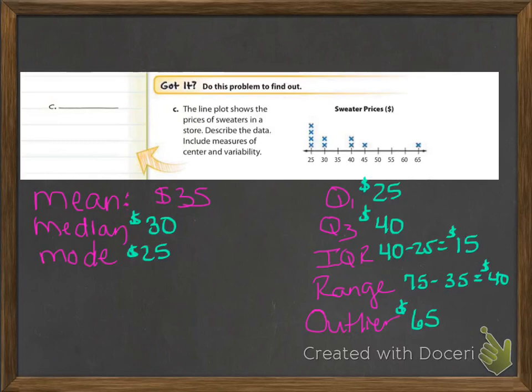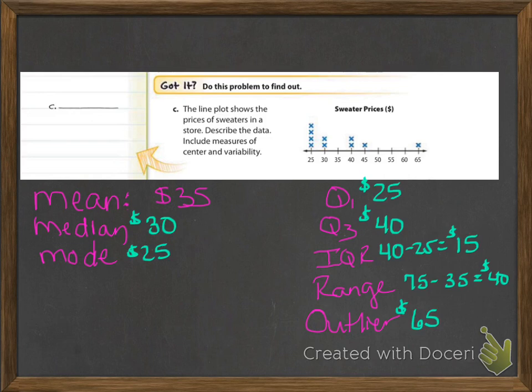All right, so here you can see what the mean, median, and mode are. I have them listed. And I went ahead and listed my Q1, Q3, IQR, range, and outlier. Now remember, to find that outlier, you had to take your 15 times 1.5. It was the same numbers that we multiplied earlier, so you know you're going to get 22.5. And then go ahead and figure out your limits to find that your outlier was in fact $65. Now, we're not done yet because it says then to describe the data.